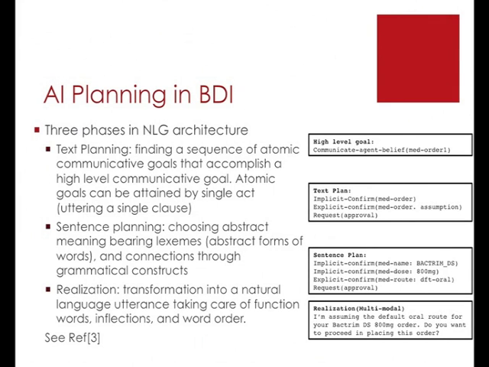I will give an example of communicative acts and natural language generation. In essence, there are three phases. Text planning is about finding a sequence of atomic communicative goals that accomplish a high-level communicative goal. Atomic goals can be attained by uttering a single clause.